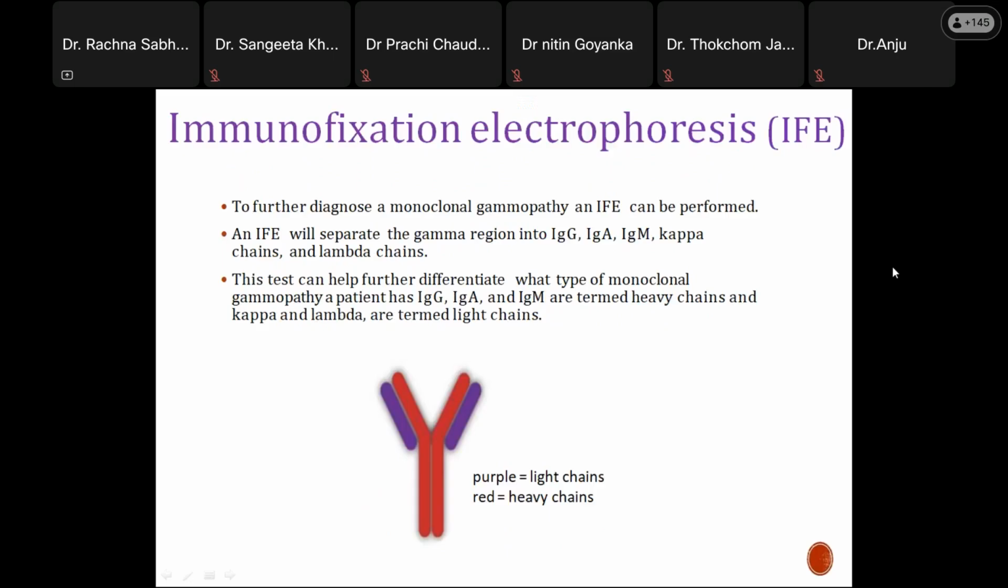So to further diagnose a monoclonal gammopathy, that is very, very important, we have to do immunofixation electrophoresis. This IFE will separate the gamma region into IgG, IgA, IgM, kappa chains, and lambda chains. This test differentiates what type of monoclonal gammopathy a patient has, whether heavy chain disease or light chain disease. The heavy chains can be IgG, mainly, IgA or IgM types, but light chains are kappa and lambda types.